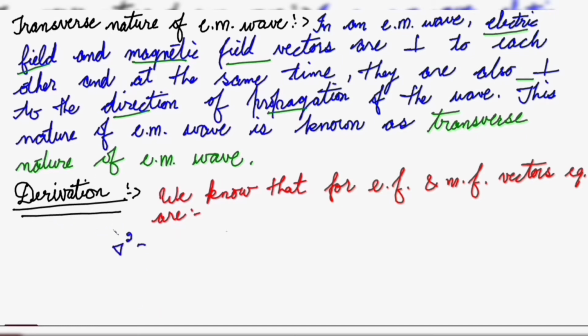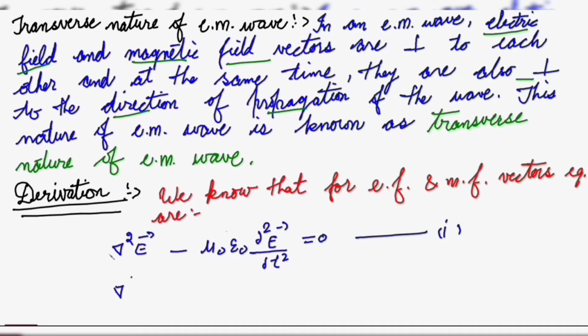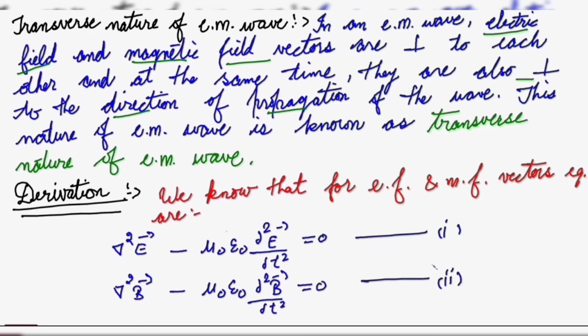del square E vector minus mu naught epsilon naught del square E vector upon del t square, which is equal to 0, which is our equation number 1, and del square B vector minus mu naught epsilon naught del square B vector upon del t square, which is equal to 0, which is our equation number 2. Here this is del square into the electric field vector and here del square into the magnetic field vector.